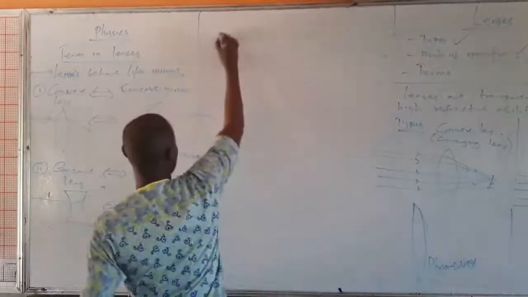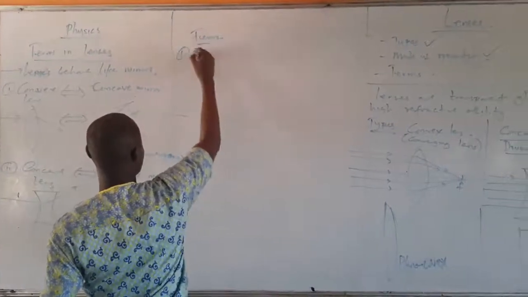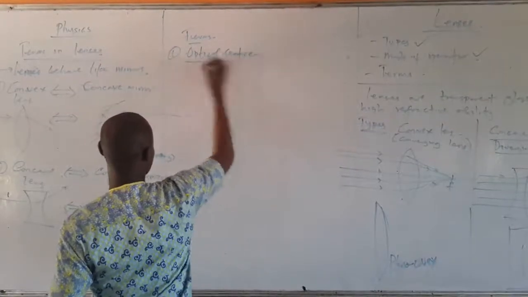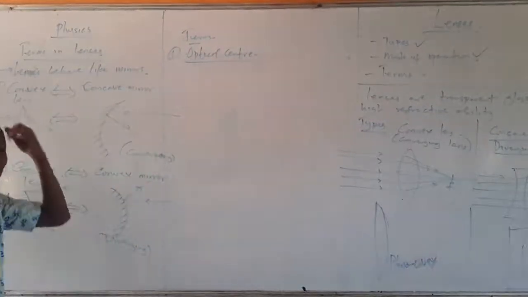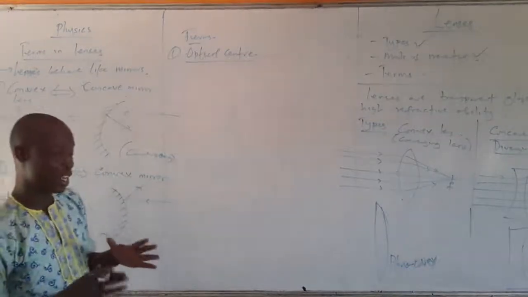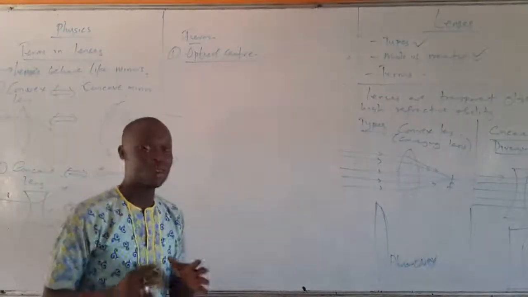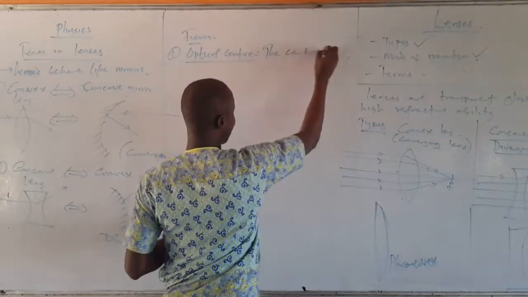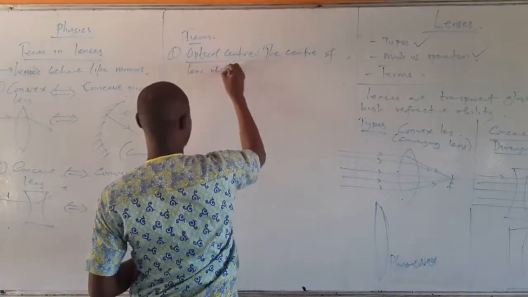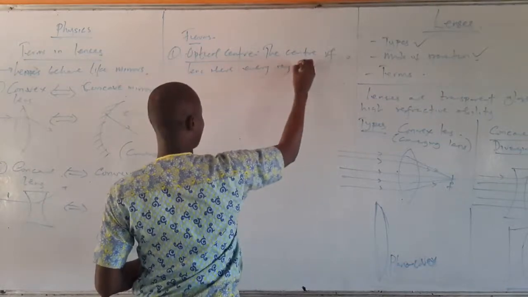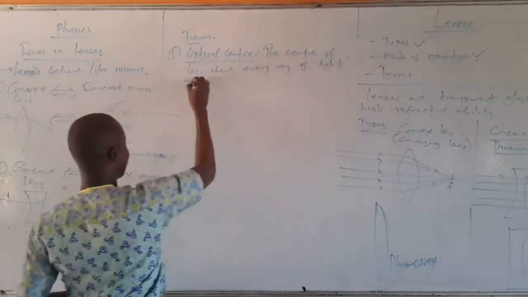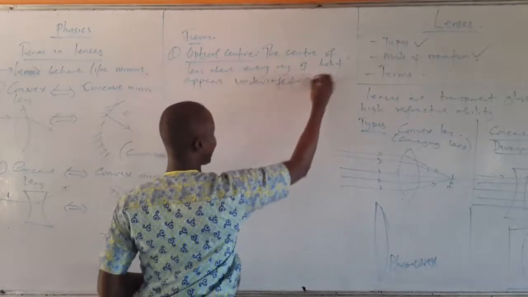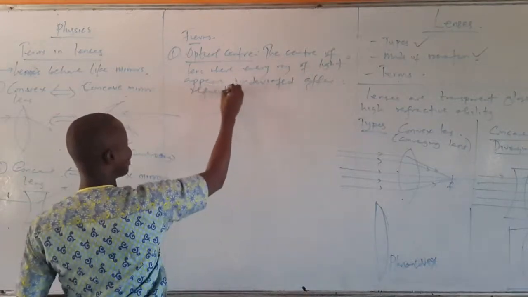One of the terms we use in describing lenses is the optical center. It is somehow synonymous with the pole of a mirror. The optical center of a lens is the center of the lens, where every ray of light appears undeviated after refraction. They are not deviated after refraction.